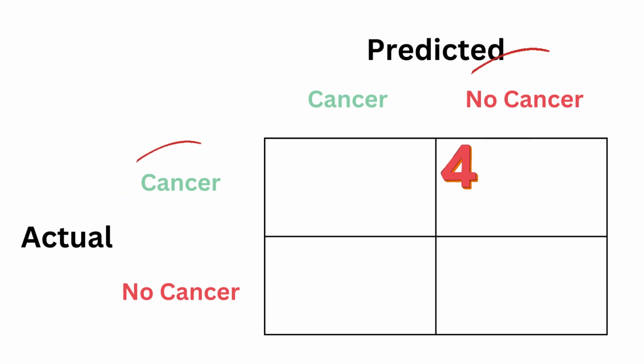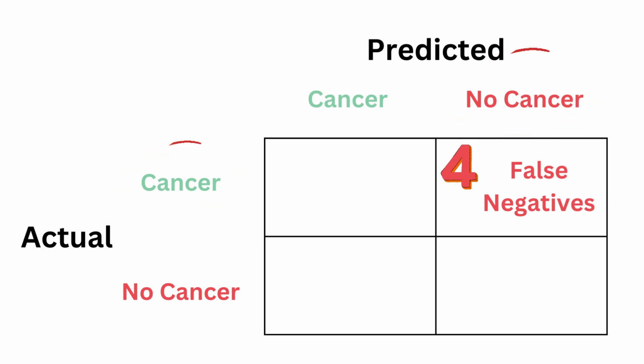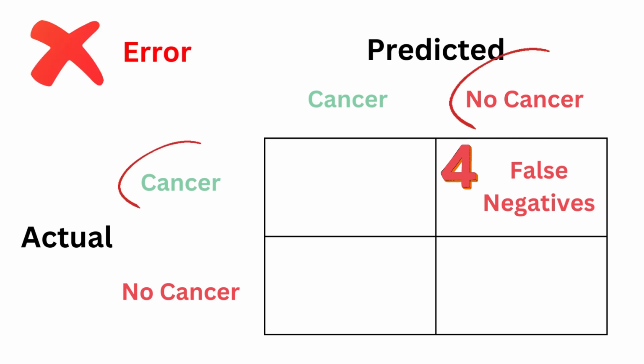Let's see the fourth scenario. Here, the reality is that the patient has cancer, but you predicted that the patient does not have cancer. These are called false negatives because you have falsely classified them as not having cancer. This is also an error.